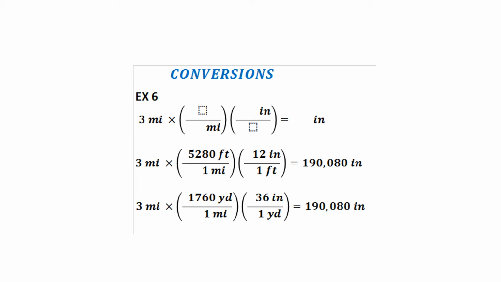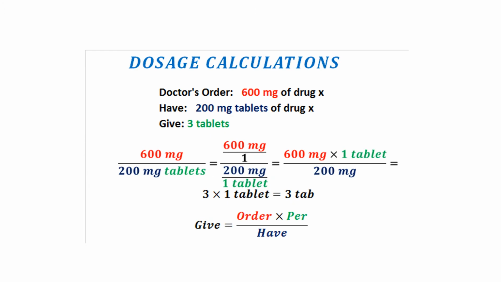The point of this example is to show that the go-between, feet, is not unique. We could have used yards, so that's true of many conversions. It's not a unique thing that goes in between, but we have to have something that's common to both what we start with and what we end.